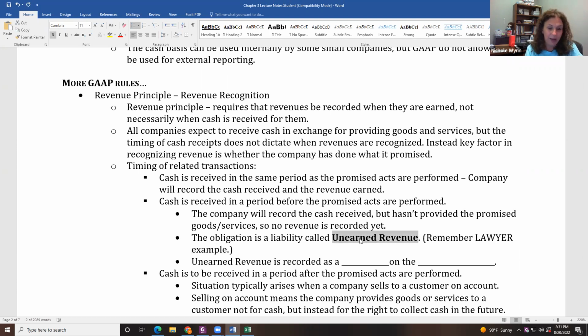Unearned revenue is the only liability that doesn't have payable in it. We owe something to the customer. I owe something to that customer that came in that just gave me 5,000 in cash. I have to defend them in court, or I need to give them their $5,000 back, but I owe them $5,000 worth of services. So unearned revenue is recorded as a liability on the balance sheet.